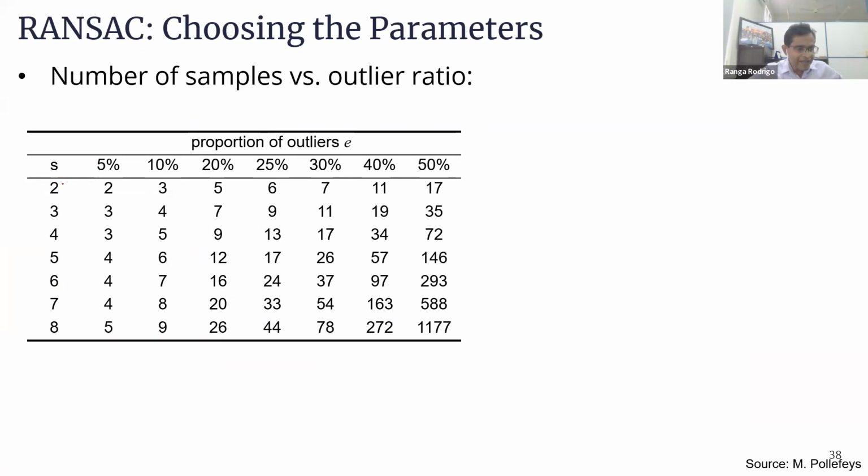If we take the line estimation case, with 2 points, and your inlier ratio is, for example, 40%, we have to do 11 samplings to ensure that 99% of the time we get at least one uncontaminated sample. So you can use that formula to do this calculation.